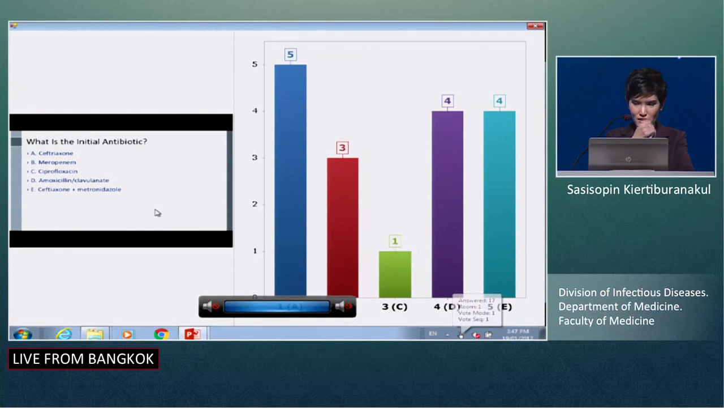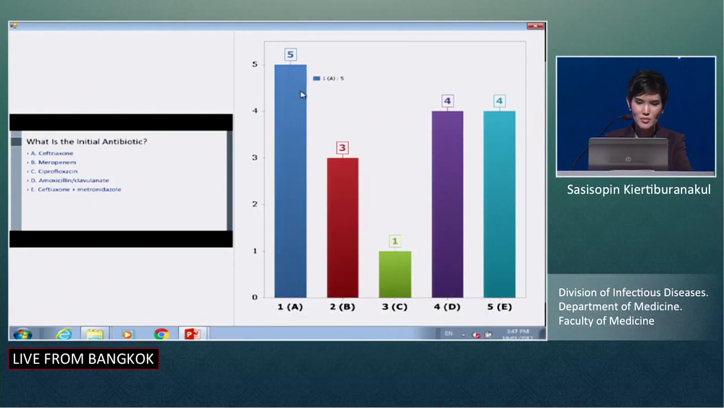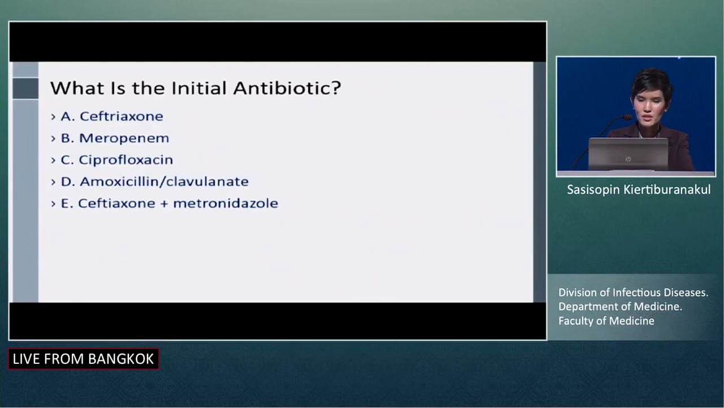Okay, it is a balanced distribution. But five give me ceftriaxone followed by Cipro, amoxicillin clavulanate. So in this patient, on the first day that he came to the hospital, the doctor gave ceftriaxone. This is a common antibiotic that covers both gram-positive and gram-negative infection.